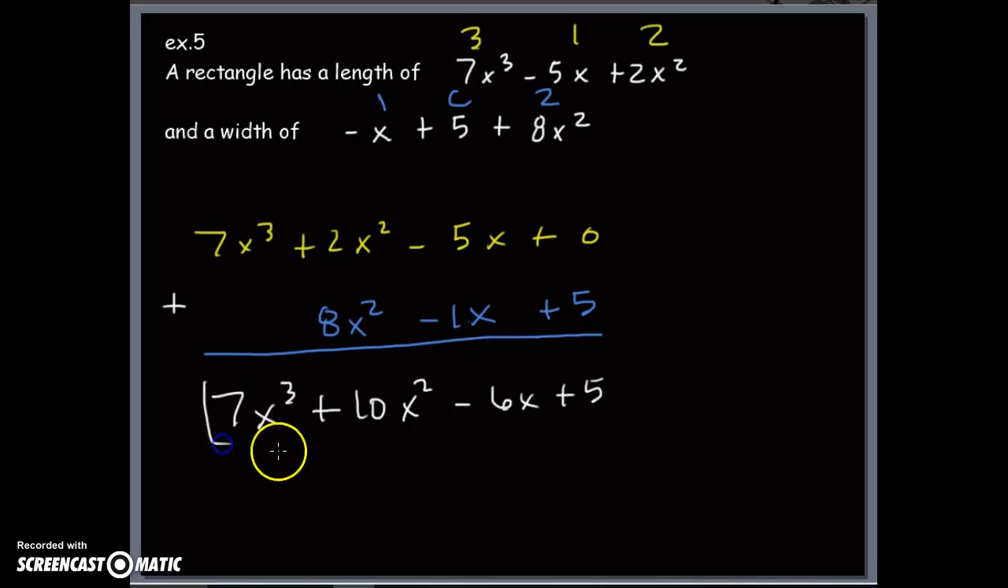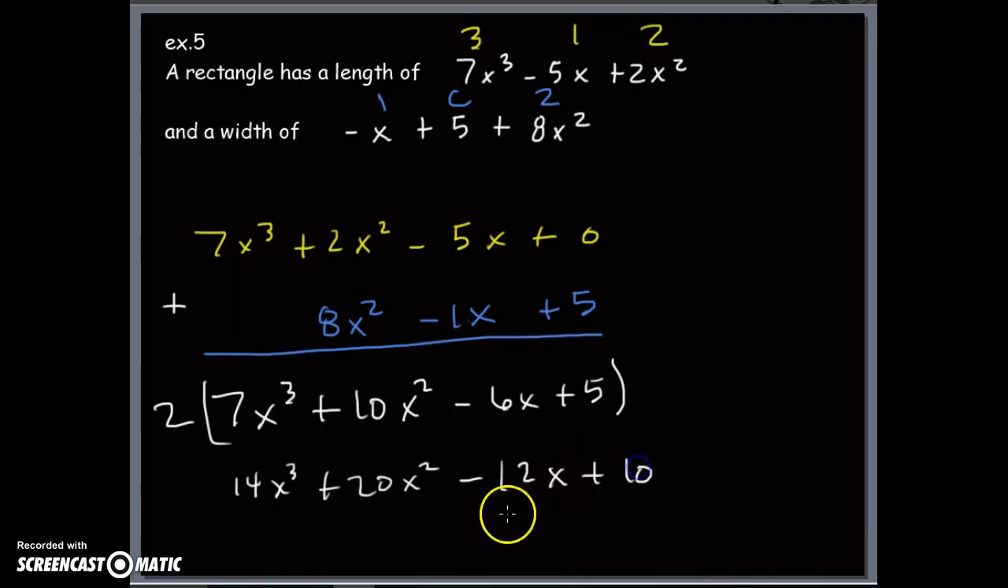Now for our final step, let's go ahead and double it. And we get 14x to the third plus 20x squared minus 12x plus 10. And this would be our final answer.